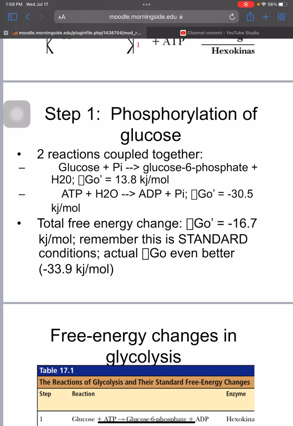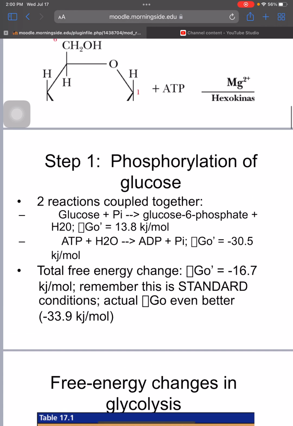Phosphorylation of glucose, not favorable. Cleavage of phosphate from ATP is favorable. You add them together and you get an overall net delta G. So that's why you have to have both of those processes there in the same step.